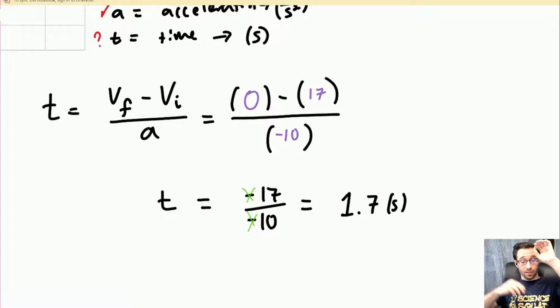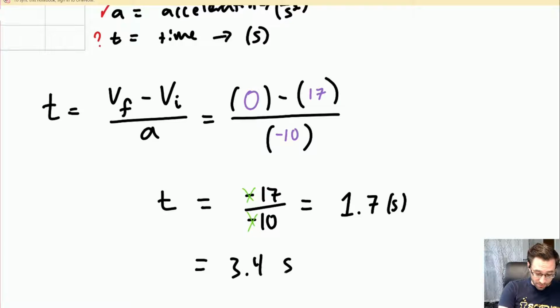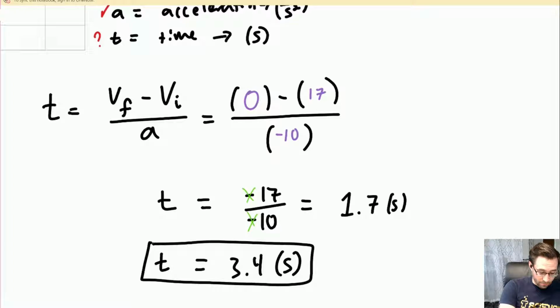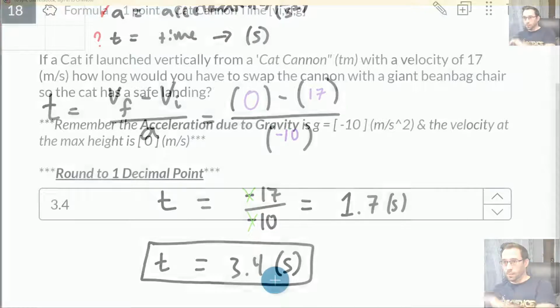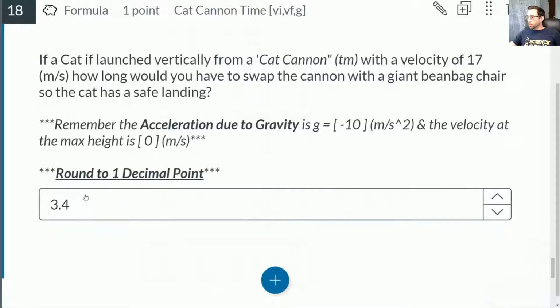So in order to get the total amount of air time from being launched from the cannon, to max height, and then back down, all I have to do is multiply it by 2. 1.7 times 2 is 3.4 seconds. And there's the answer. Cool.